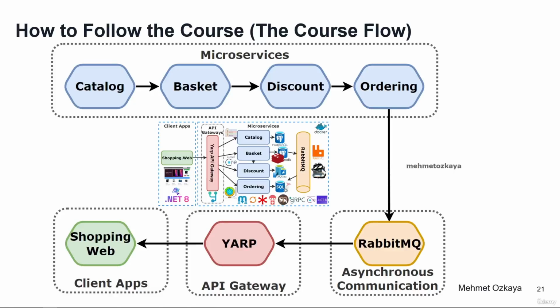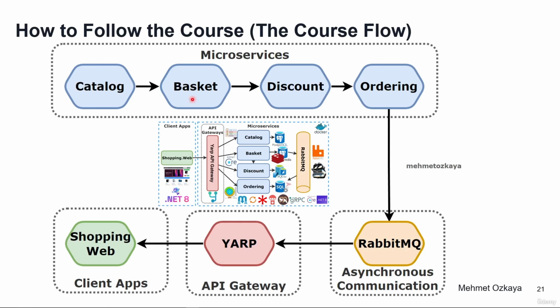In this video, we are going to learn how to follow the course, including the course flow and the way of learning. Our journey begins with the development of the microservices you can see in here, and we will start with the catalog API microservices. Here we will embrace the vertical slice architecture and implement the CQRS pattern, and this will be a foundational step and sets the stage for the rest of our microservices.